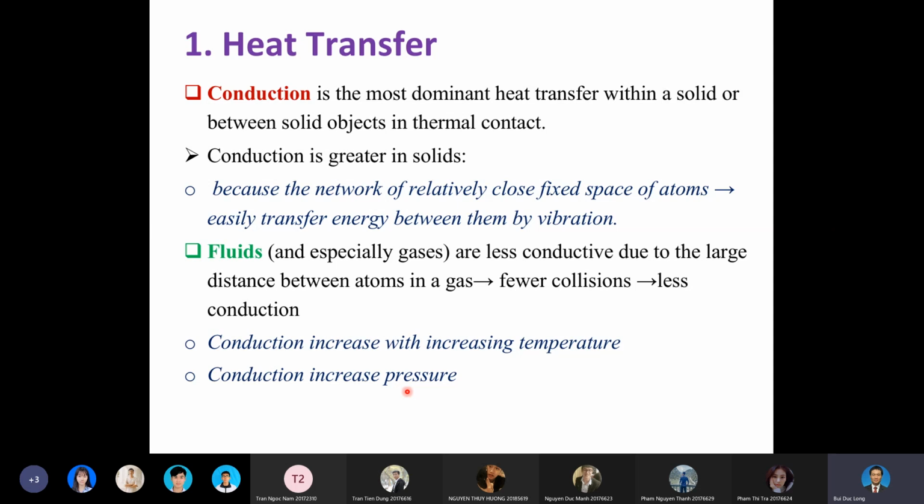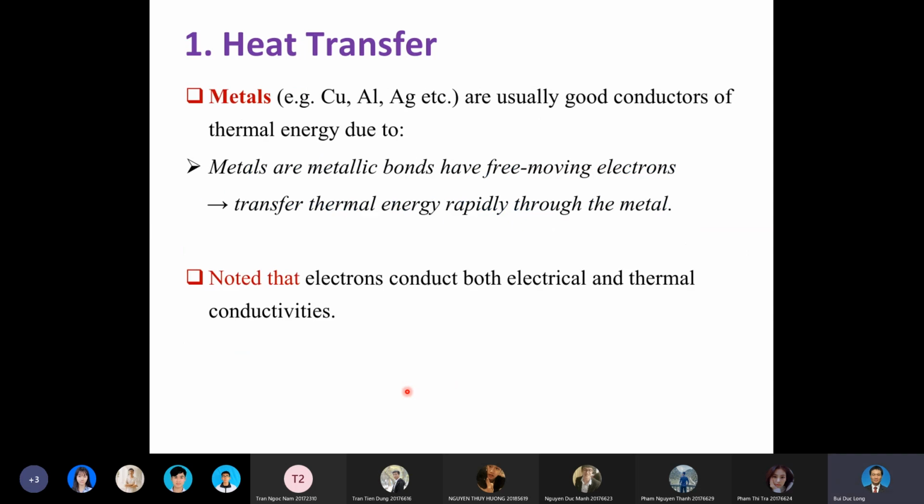So what's the reason? For the metal, for example copper, aluminum, and silver are usually good conductors of thermal energy. What's the reason? Because metallic bonds have free moving electrons, so they transfer thermal energy rapidly through the metal.